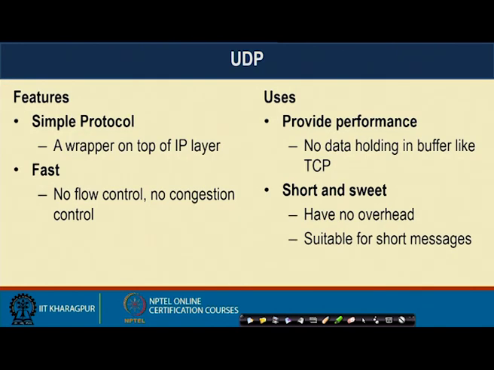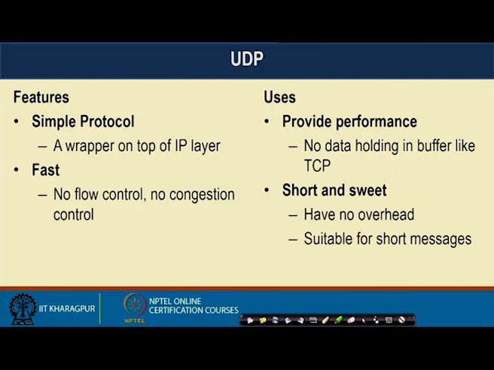So, these are the broad features and the uses of UDP. The feature is that, first of all, it is a very simple protocol. Sometimes we say that it is not at all a transport layer protocol, it is just like a wrapper on top of the IP layer. Whatever services are provided by the IP layer, the same set of services is just forwarded to the application by bypassing the basic transport layer functionality. So, UDP works like a wrapper on top of the IP layer.